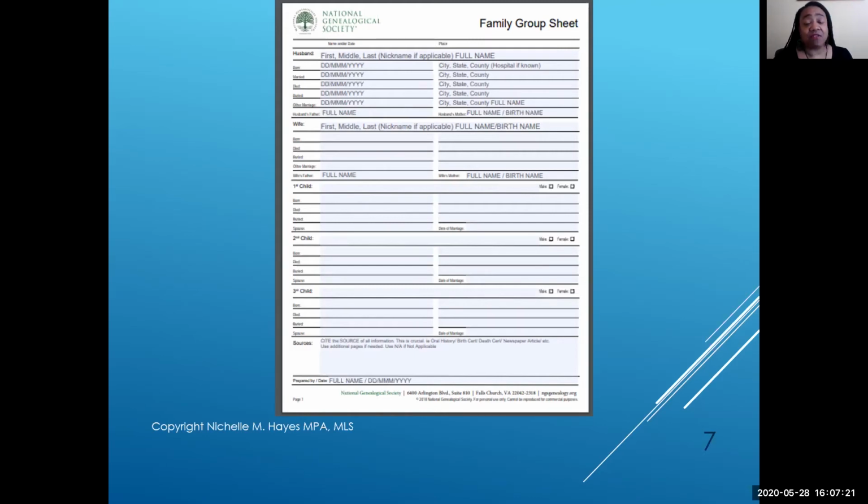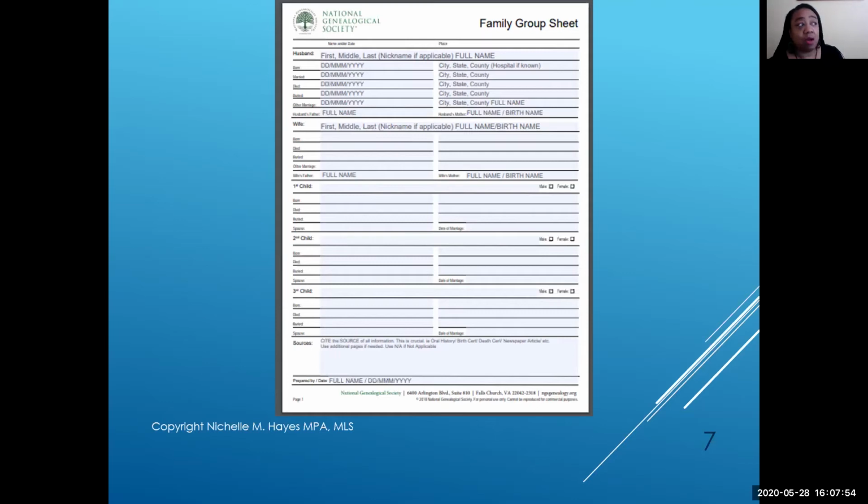You're going to have a family group sheet for every nuclear family that you're doing research for. Again, you're going to put first, middle, and last. I refer to those nicknames if they use those. You're going to put down when they were born, when they were married, if they're deceased, when they were buried and where, if they had any additional marriages, and then put down the husband's father's name and the husband's mother's name. Again, full names and birth names.